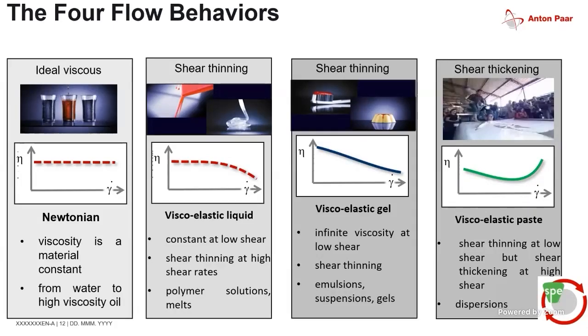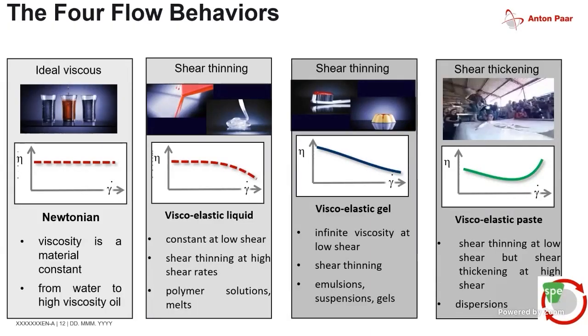Now, most materials of interest are what we call shear thinning. They can either be called a viscoelastic liquid or a pseudoplastic. In essence, what we see for those materials is that at very, very low shear rates, they have this plateau, which looks very much like an ideally viscous material.